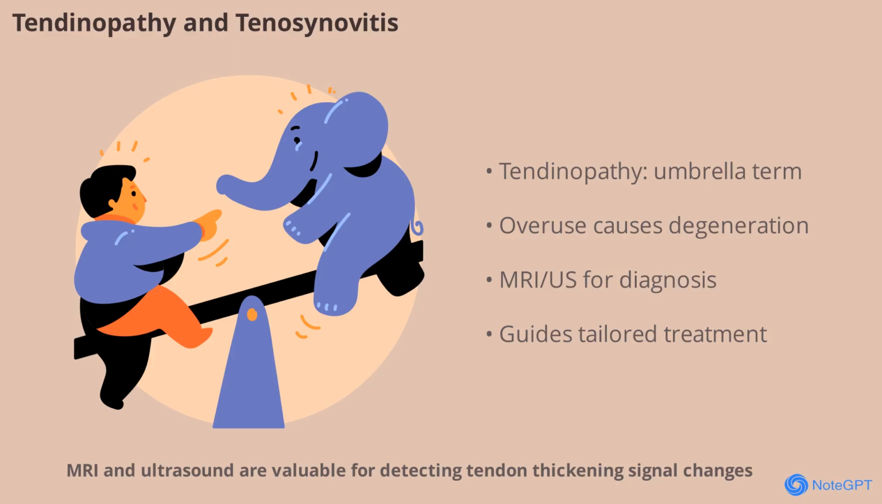MRI and ultrasound are valuable for detecting tendon thickening, signal changes, and fluid accumulation. Understanding these processes helps tailor treatment and improve outcomes for patients with chronic wrist pain.